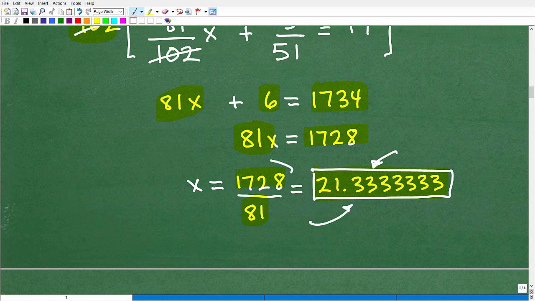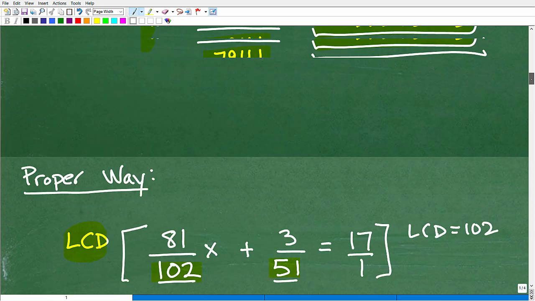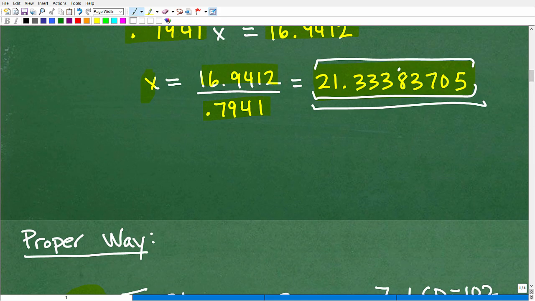But if you even gave me this, as long as it was fully reduced, I would probably be fully satisfied and give you a thumbs up. Good work. Okay, now let's just compare these decimals. That's 21.33333. Versus, now you're saying, well, this is pretty close, 21.333, but this changes over here. This is not what the actual answer was.